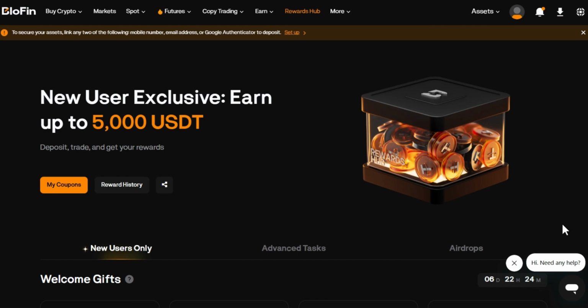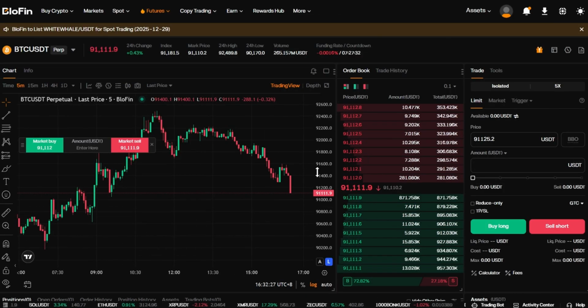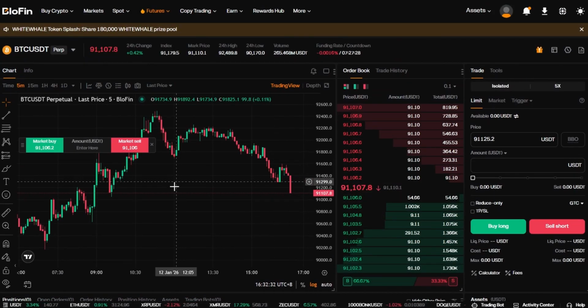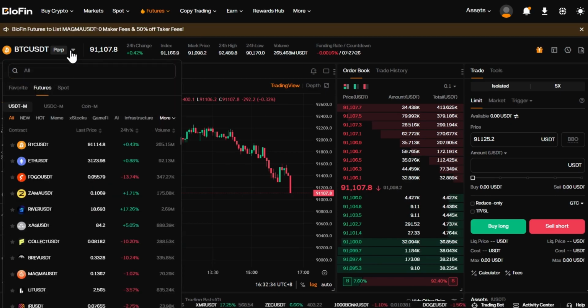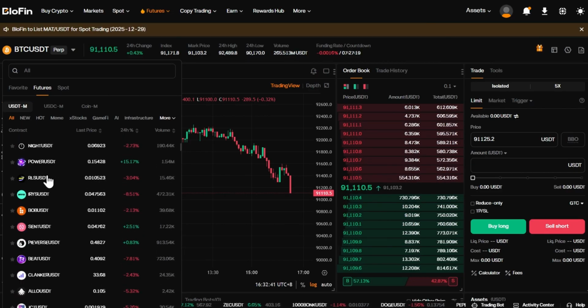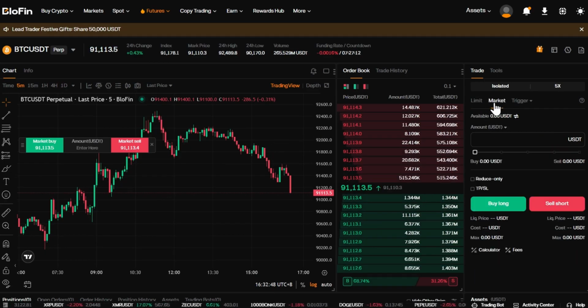Step number three is opening your first position. Hover on Futures in the top menu, then select USDTM Futures. This will take you to the trading interface where all the magic happens. Choose the asset you want to trade in the upper left corner. For this example, I'll use Bitcoin BTC/USDT, but this strategy works on any crypto pair. After that, select your order type, limit or market. For beginners, I recommend starting with market orders for instant execution.